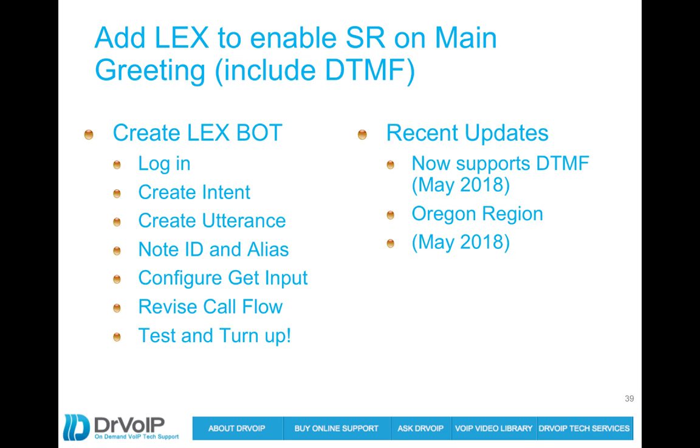Today, as of May 2018, you can now use a single interface and you can speak to it or DTMF to it. And so that's something new. Additionally, LEX is now available in the Oregon region. AWS typically starts things in the Virginia region and then it rolls it out across all of its regions. So this is where we are in 2018. This is July 2018 when this video is being made. So let's log in, take a look at LEX and see how it integrates with the AWS Connect call center.